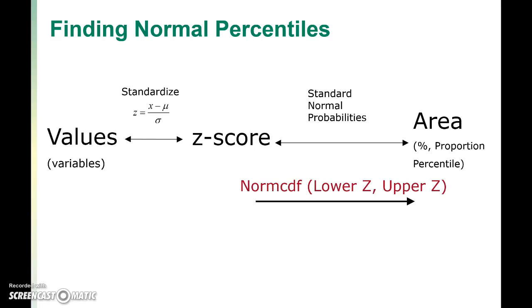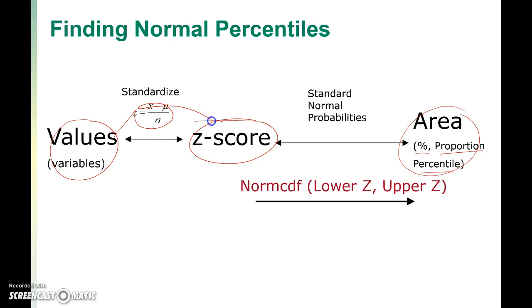Okay, let's take a look at the second fundamental of the chapter here, finding normal percentiles. If we think about what we're doing here, we're typically looking at the values of some variables, and what we really want to know is the percent or proportion or percentile that those values represent. We refer to that as our area here. In order for me to get there, I need to go through my z-score. So I need to standardize, and then I need some sort of a lookup. There are standard normal probability tables that'll give me areas, but we're going to use our TI-83 or 84 calculator function in order to give us those percentiles.